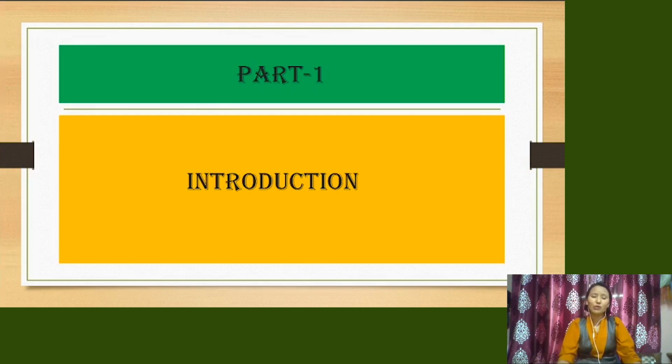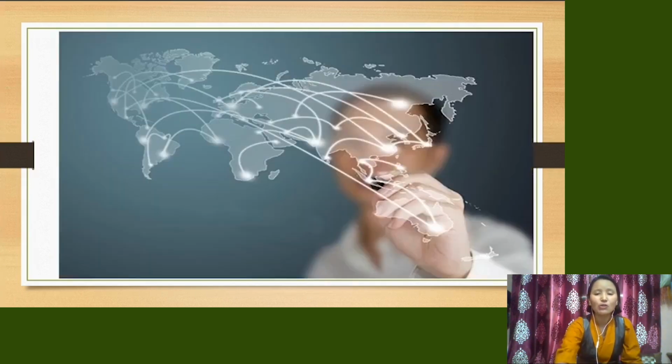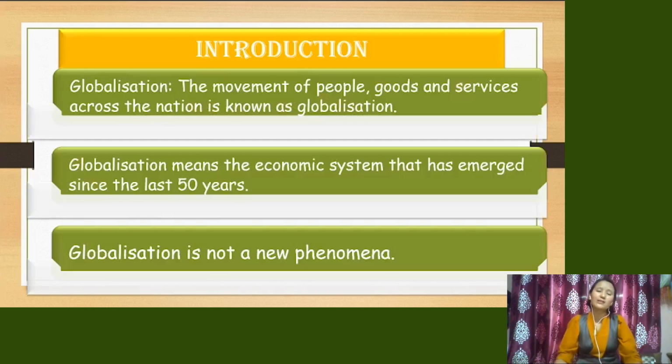Just take the example of COVID-19. This COVID-19 originated from the region called Wuhan in China, but its effect was felt all over the world. This shows how the modern world is closely connected with each other. So the making of global world is based on the concept called globalization. Many of you must be wondering what globalization is. Globalization means the movement of people, the movement of goods, goods meaning things, and services from one nation to another.